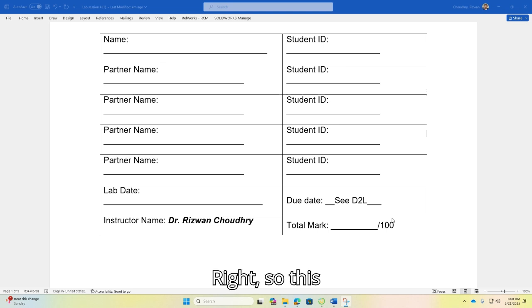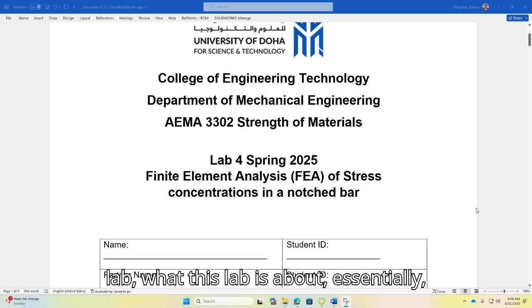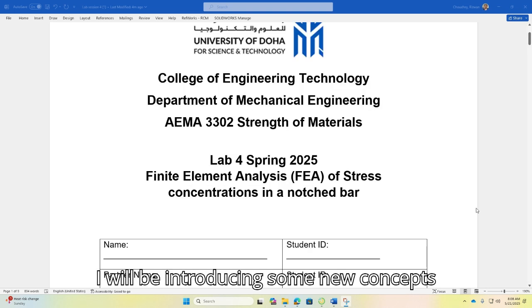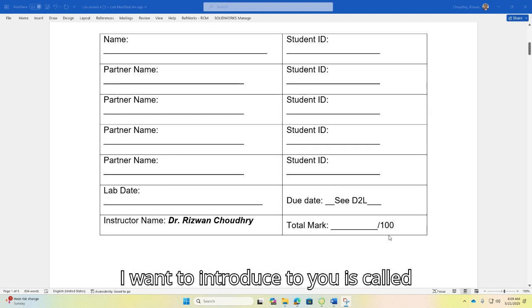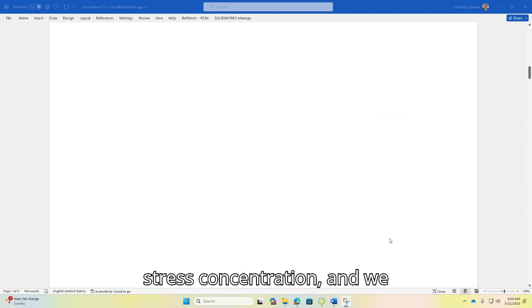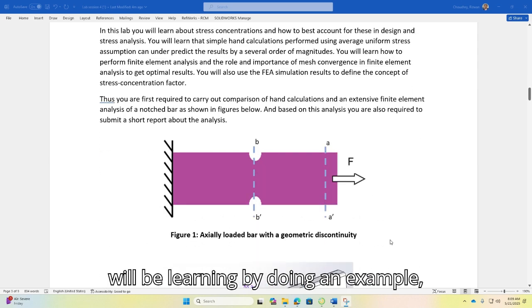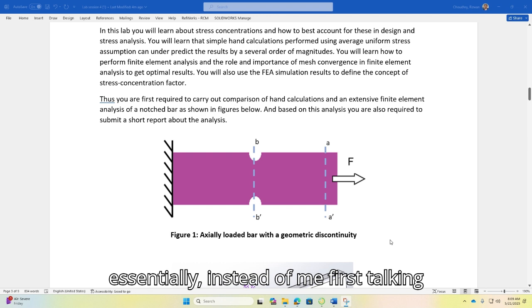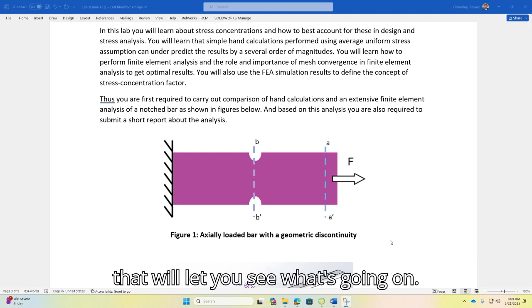Right. So what this lab is about, essentially, I will be introducing some new concepts to you. And the new concept that I want to introduce to you is called stress concentration. And we will be learning by doing an example, essentially. Instead of me first talking about it, I'll go through an example and that will let you see what's going on.